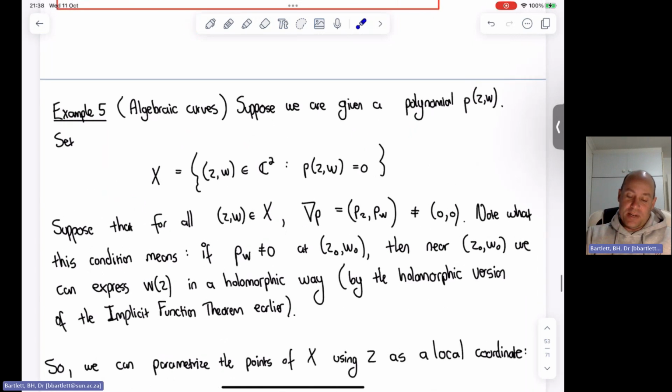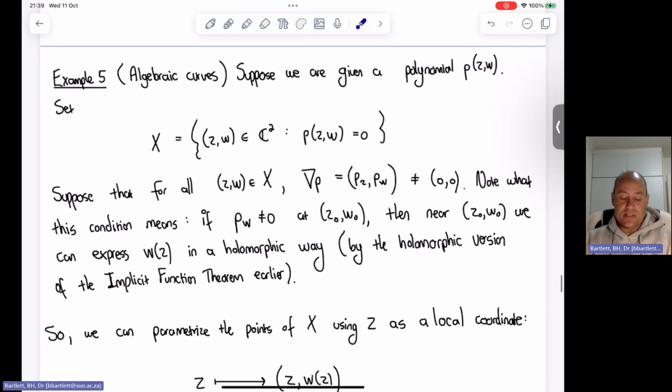So I've got a polynomial, and I'm looking at the zero set of the polynomial. And I'm supposing that at all points on that zero set, the derivatives of the polynomial in the two directions don't simultaneously vanish. So what does this mean? If the derivative of p in the w direction is not zero at a given point, then that means that near that point, we can express w as a function of z. And not only that, w can be expressed as a function of z in a holomorphic way. And that's by the holomorphic version of that implicit function theorem that I stated earlier.